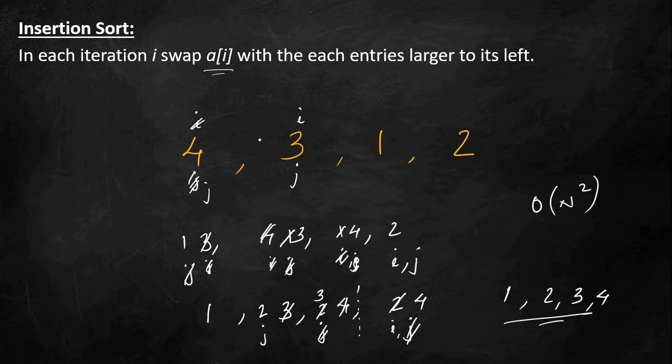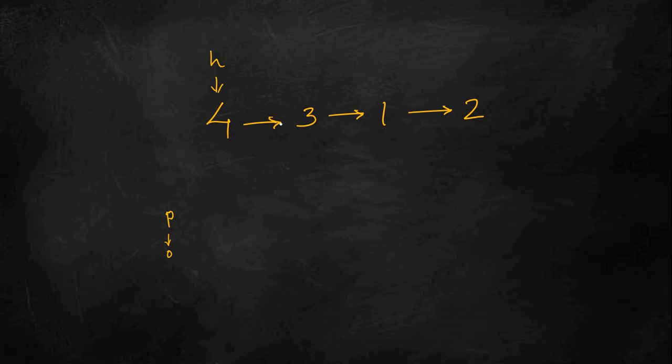Now let's see whether we can use the same idea for our sorted list problem. Let's say this is a list: 4 points to 3, points to 1, points to 2. This is a singly linked list, and let's say my header pointer h is pointing to 4, and I have a previous pointer, let's call it p, which is initially pointing to a reference variable 0.